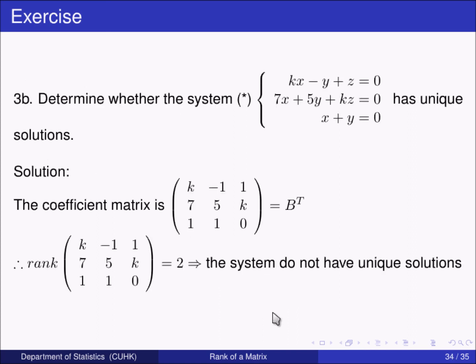Then you should notice that the coefficient matrix of this system is actually the transpose of B. We know that the rank of the transpose of a matrix is the same as that of the matrix itself. So the coefficient matrix has rank 2. Since it is rank deficient, the system does not have unique solutions.